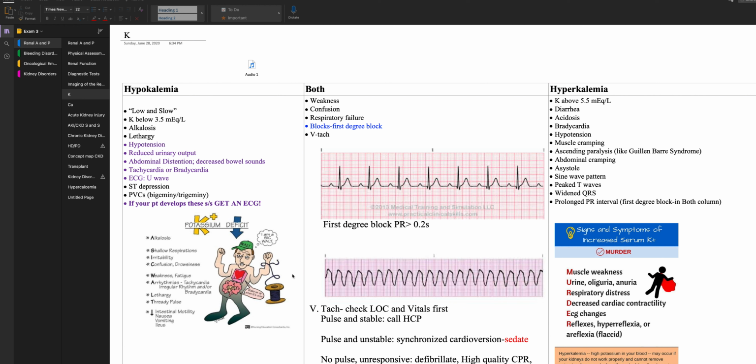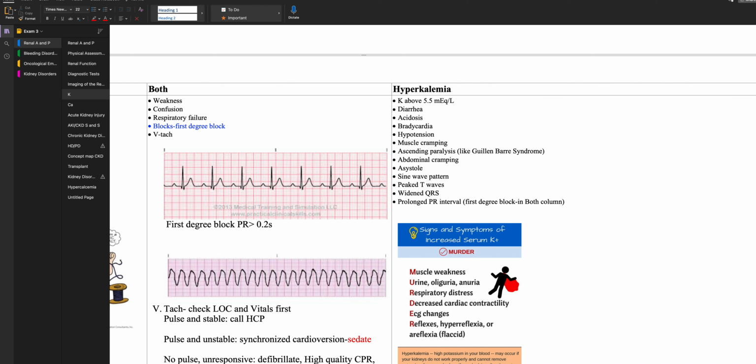Now, with hyperkalemia, this slide says 5.5, but I start to worry if it's above 5. Just saying. You're going to see some of the same signs and symptoms, but they have ascending paralysis. It's like Guillain-Barré syndrome, and their respirations could get very low. On the ECG, you're going to see peaked T waves, the widened QRS, the prolonged PR interval. The patient's going to get bradycardic, they're going to go into asystole, and then they'll die, okay? So you need to be able to recognize this early and treat it.